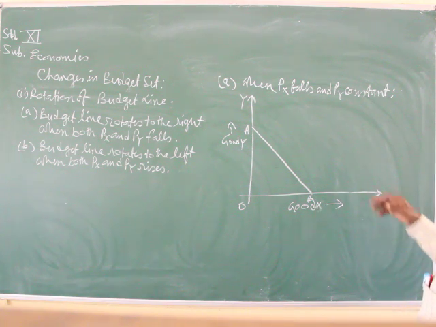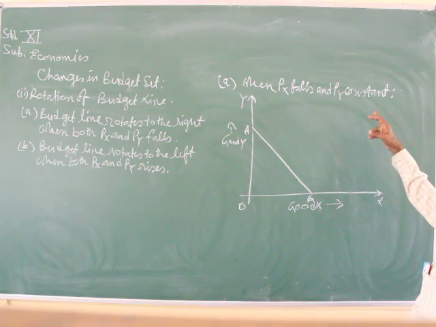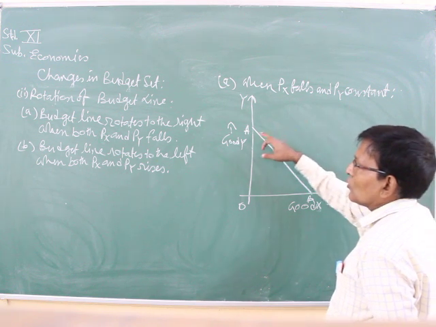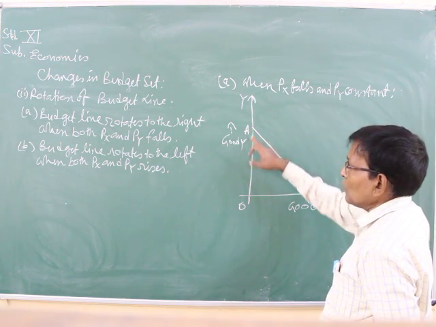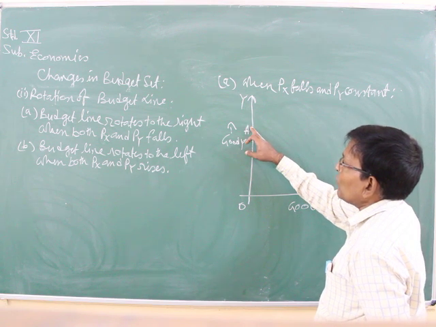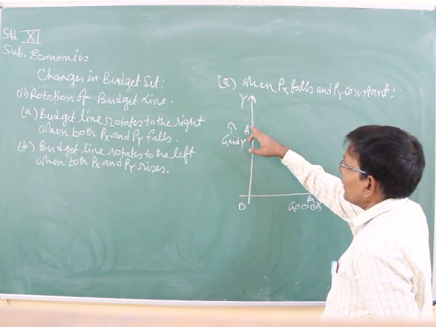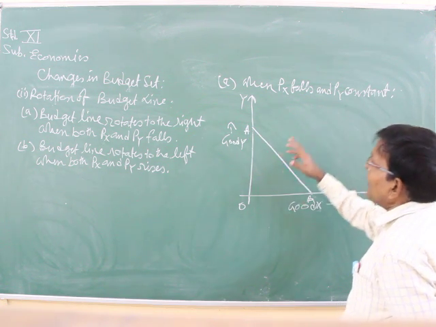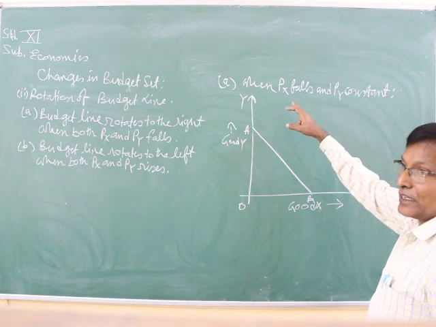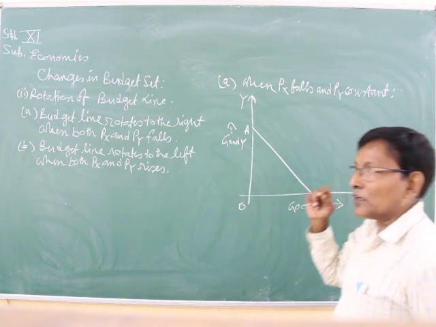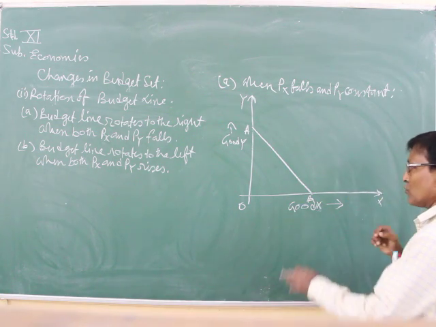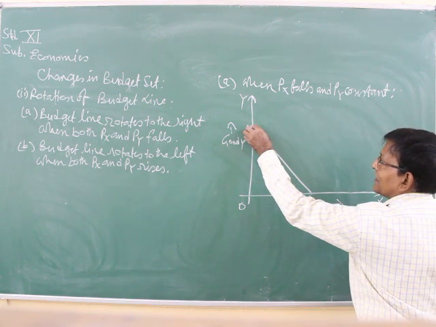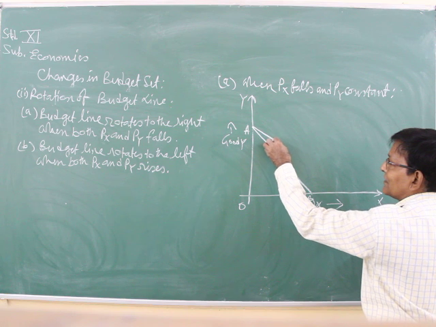Now what is happening? The price of X is falling and the price of Y remains constant. If the price of Y remains constant, there will be no change in the amount of good Y, so this point will be fixed. Along this point, the budget line will rotate either to the right or to the left. As Px is falling, we will purchase more of good X, and good X is measured along the x-axis. So the new budget line rotation will be like this.